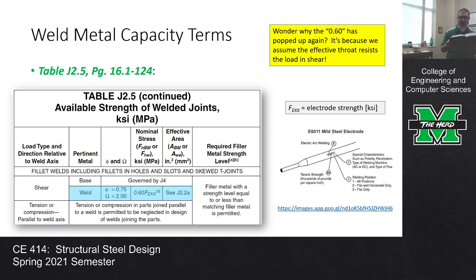This is on 16.1-124, and you should see this. Here we go. It should say fillet welds, including fillets in holes and slots and skewed T-joints. And if you look, there's a series of rows which identify the welds that you're looking at. There's plug and slot welds, complete joint penetration groove welds, partial joint penetration groove welds, and so on and so forth. And what we're looking at is fillet welds. All right, is there anybody that is having a hard time finding this?